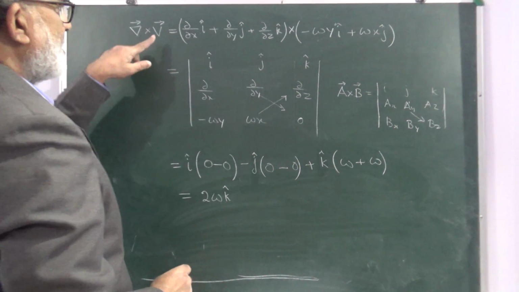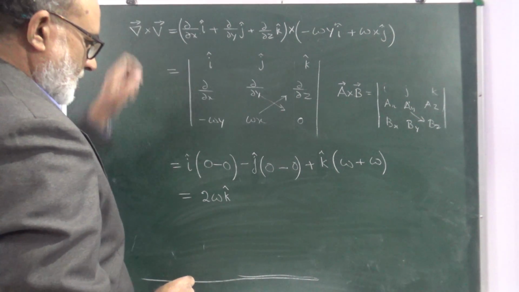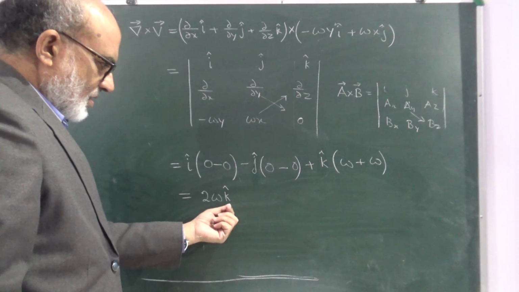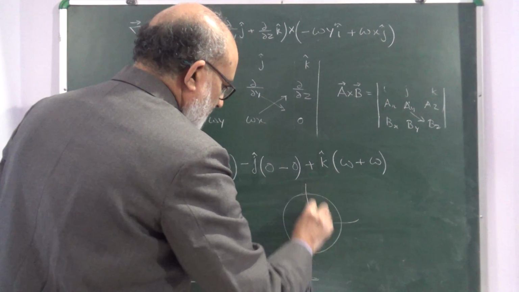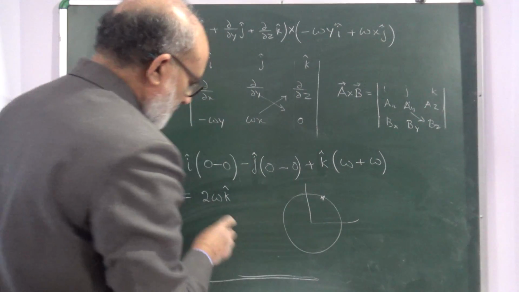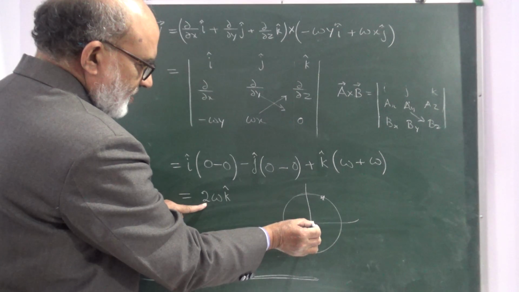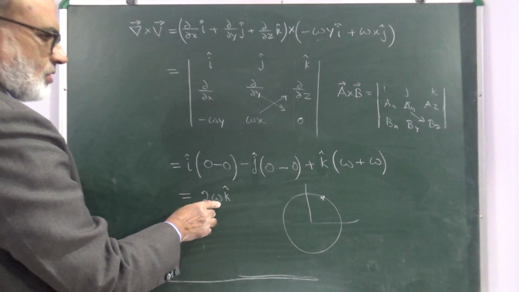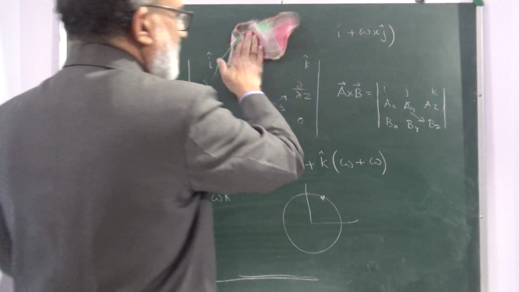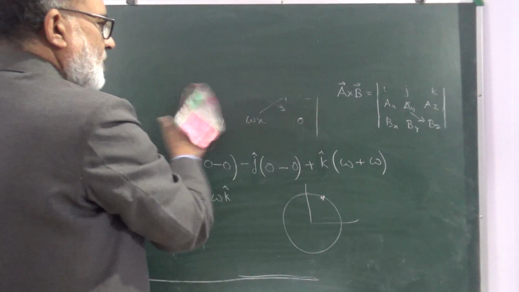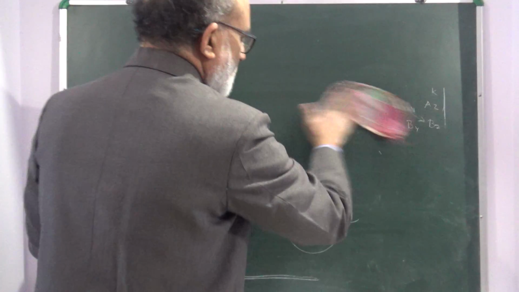It means the curl of velocity is a vector which is along the z-axis. We have taken the rotation in the x-y plane, but the result is a vector along k, along the z-axis, whose magnitude is given by 2 times the angular speed. So this means curl is a vector field which is perpendicular to the plane formed by the rotation of the field.